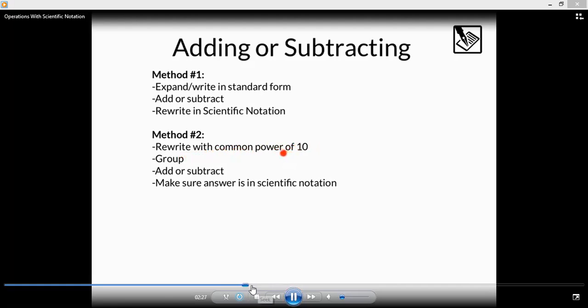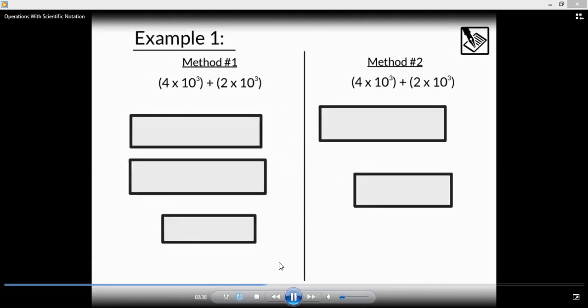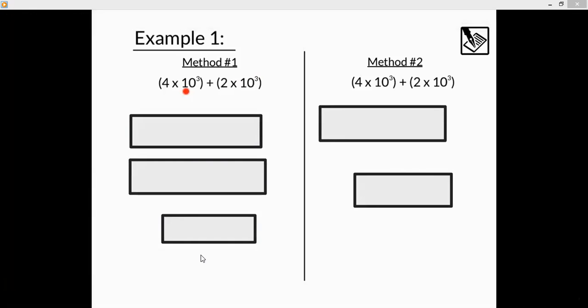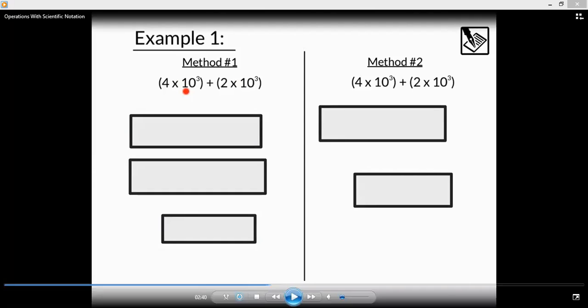As I said, we have two different methods. The example: I want to solve this question by two different methods. First, note that here you have plus. We have the same question, but I'm going to solve it with you with two different methods. The first method is expand, as I said. We will expand to write it in standard form, then we will add, then we will rewrite it in scientific notation.